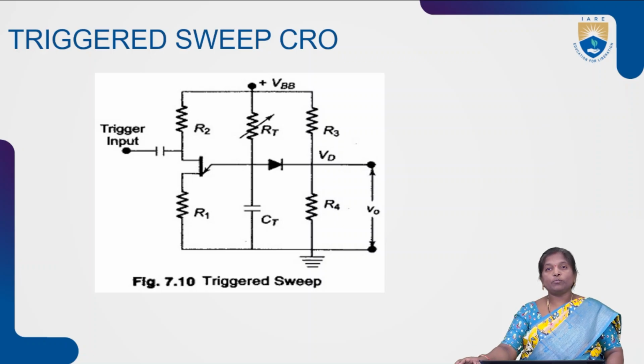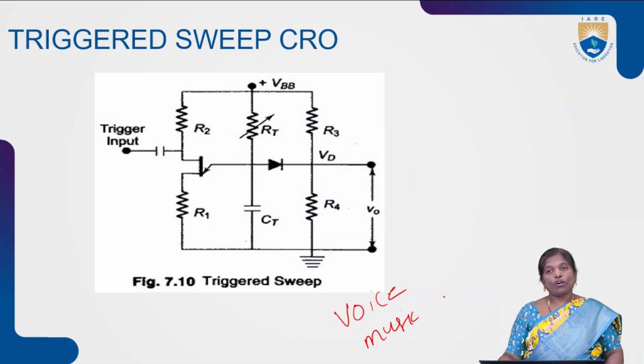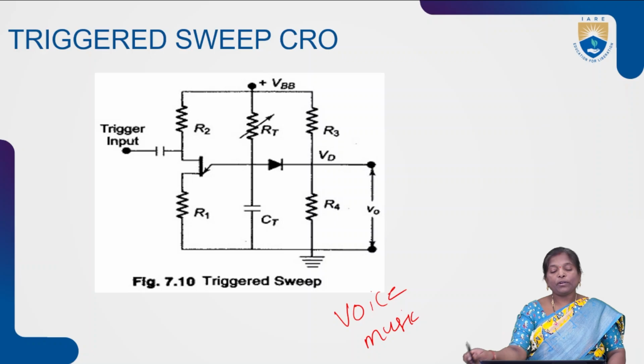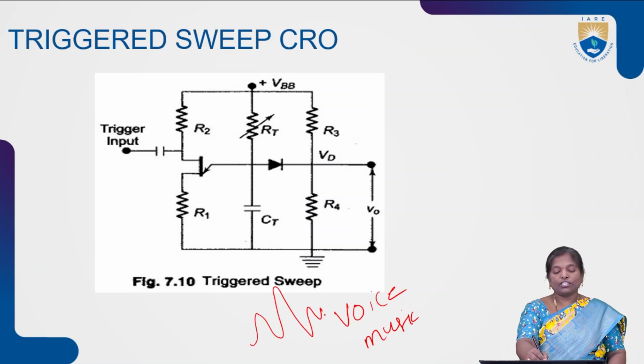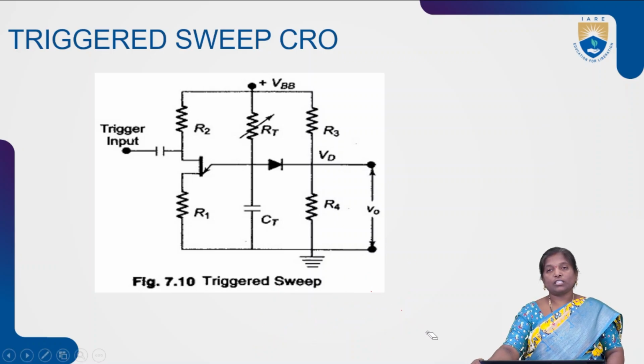But sometimes the input signal may be a voice signal, or a music signal. If the input signal is either voice or music, the amplitude levels are continuously changing from high to low and low to high. At the same time, sometimes the frequency also changes. In this case, it is not applicable to use a continuous sweep signal generator, so we use the triggered sweep CRO.